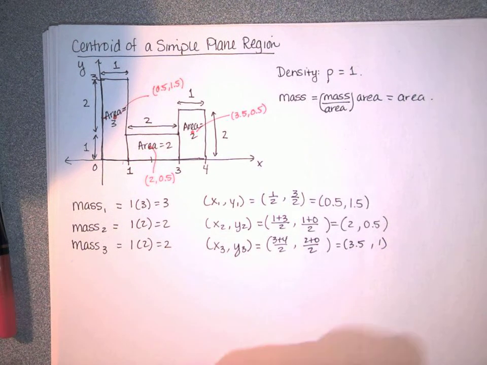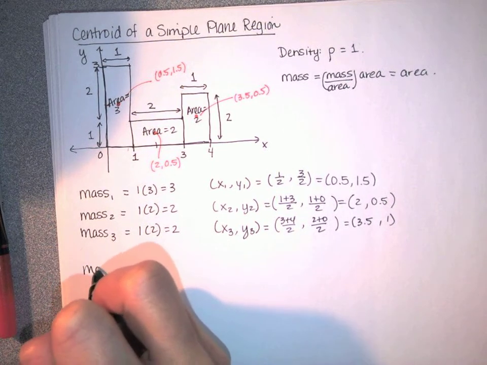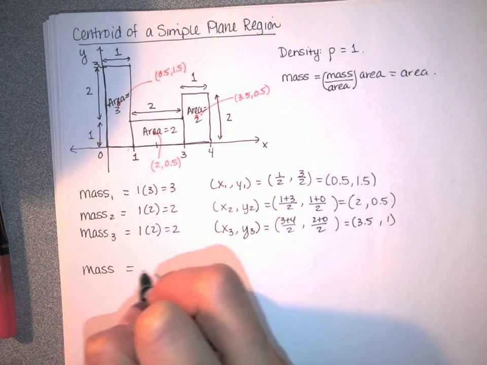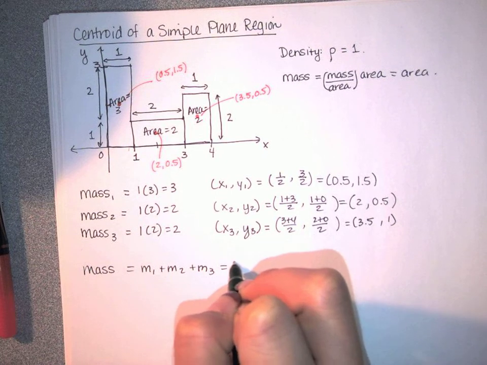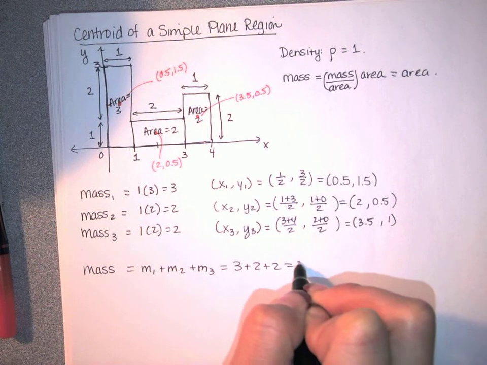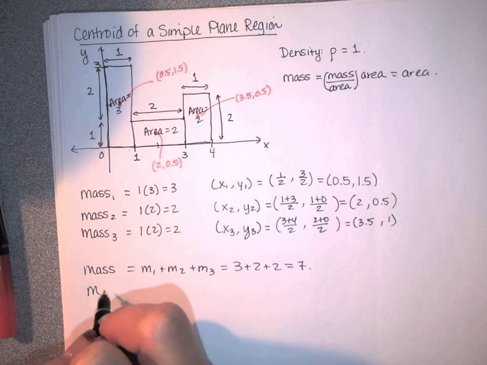So let's look at the moment of the system, or let's do total mass first. It's going to be the sum of the 3 masses. So we get 3 plus 2 plus 2, so we get 7. And then the moment about the x-axis.